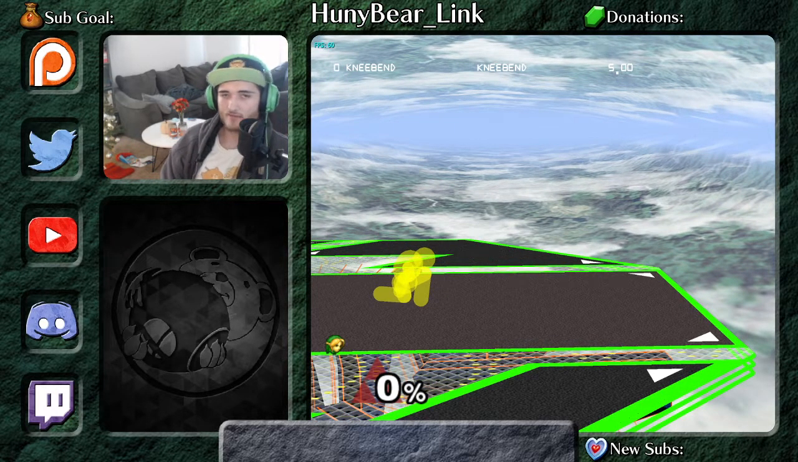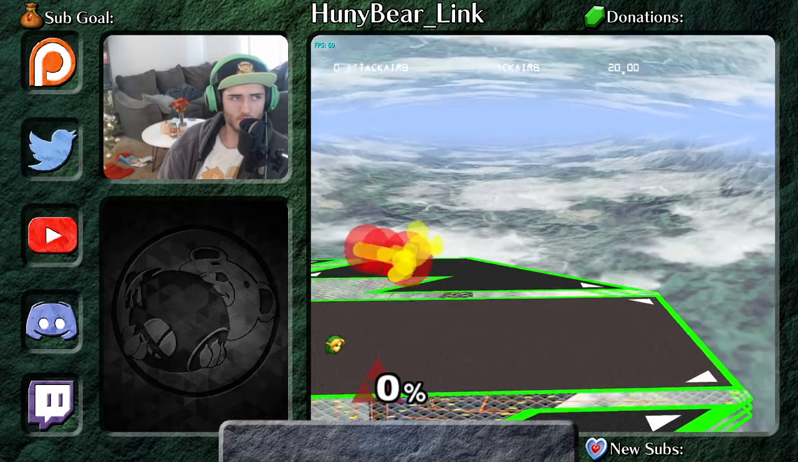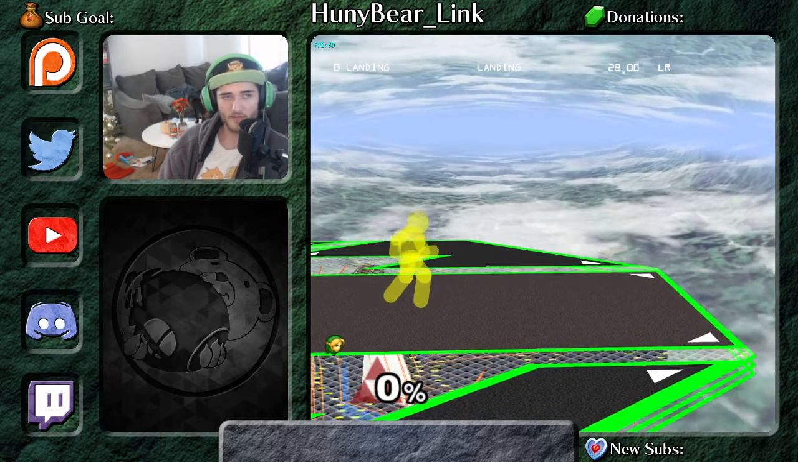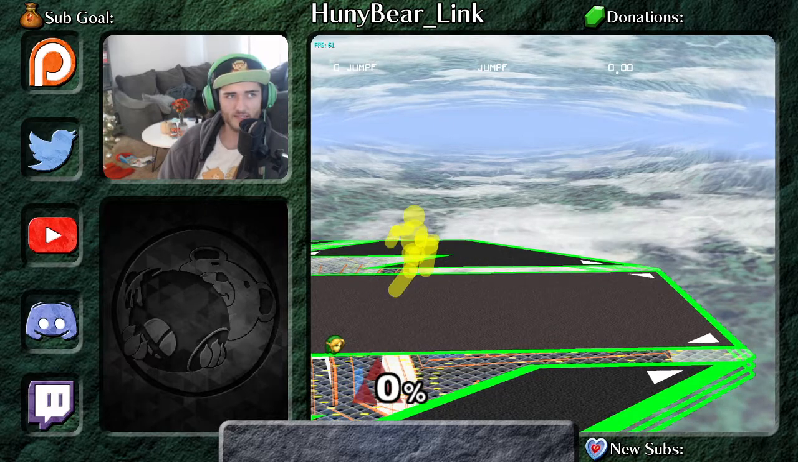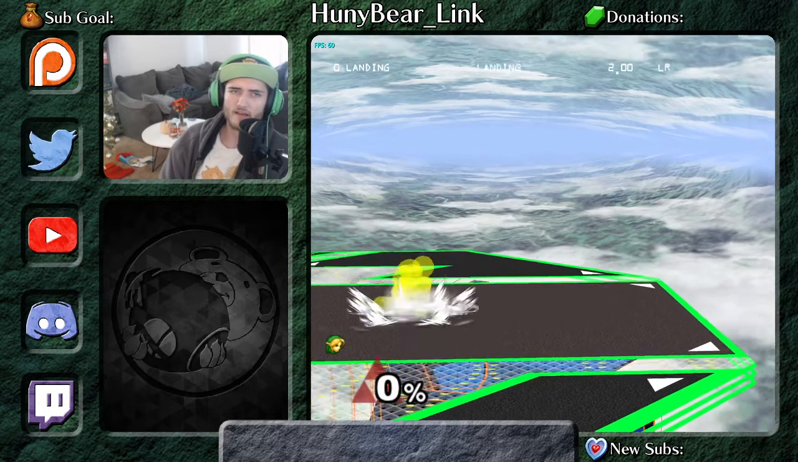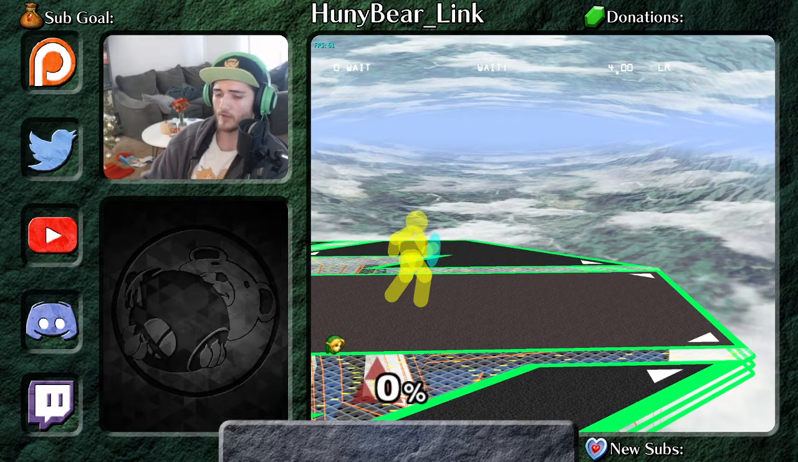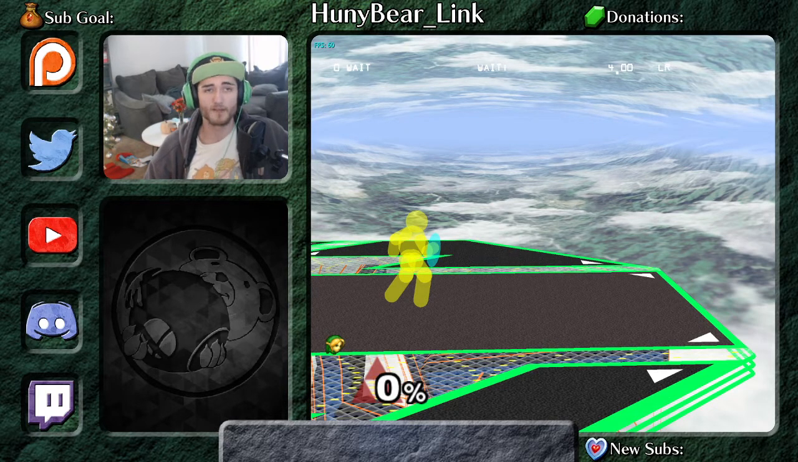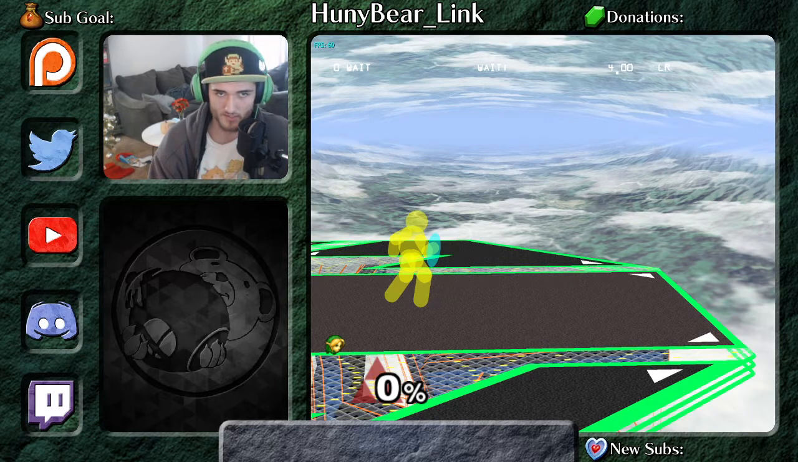So you're going to see, if I do this aerial on the first aerial frame, Link is going to land on frame 30. But if I were to do this on the second aerial frame, Link is going to land on frame 31. Ooh, spooky. That's because of a weird gravity quirk, where gravity does not affect your character on the first aerial frame. Your fall acceleration does not affect you on your first aerial frame, but it affects you on the second.